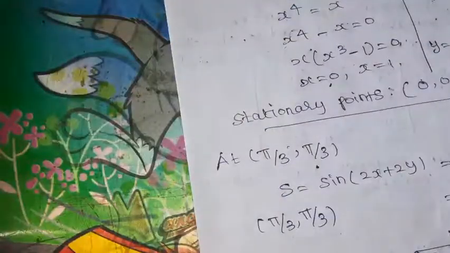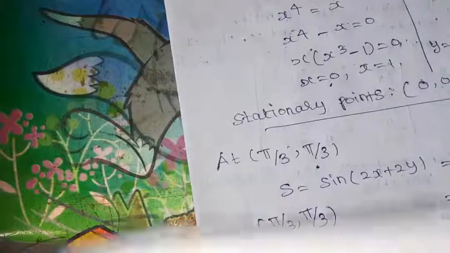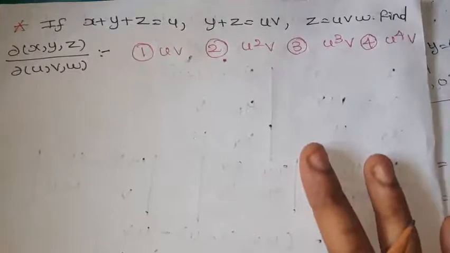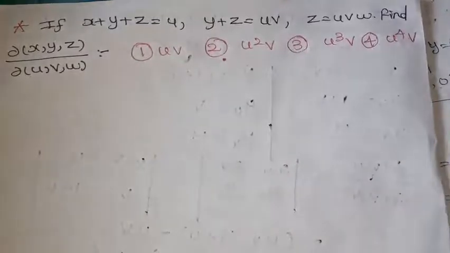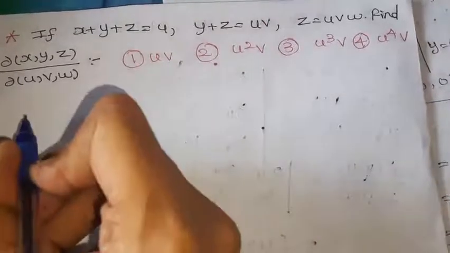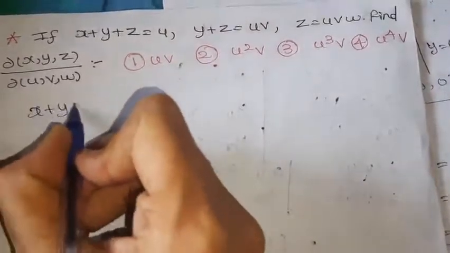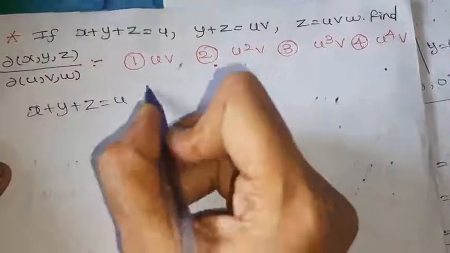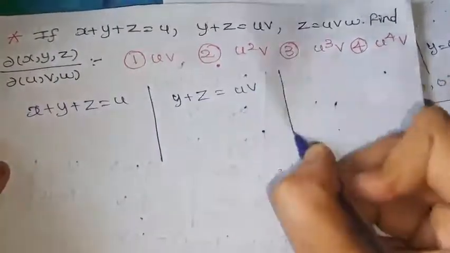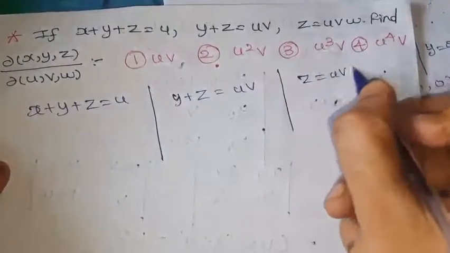Then we'll move on to the final problem in this Jacobian type. This is the last one. We'll see x and y values given, with 3 variables. We'll see how to solve this problem. X plus y plus z equal to u, y plus z equal to uv, z equal to uvw.